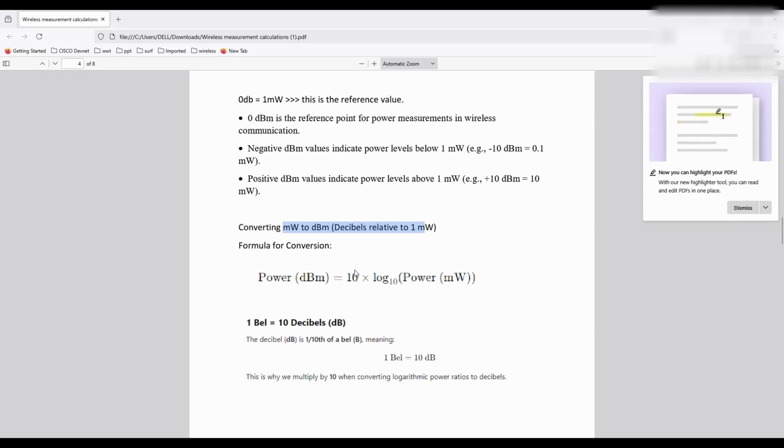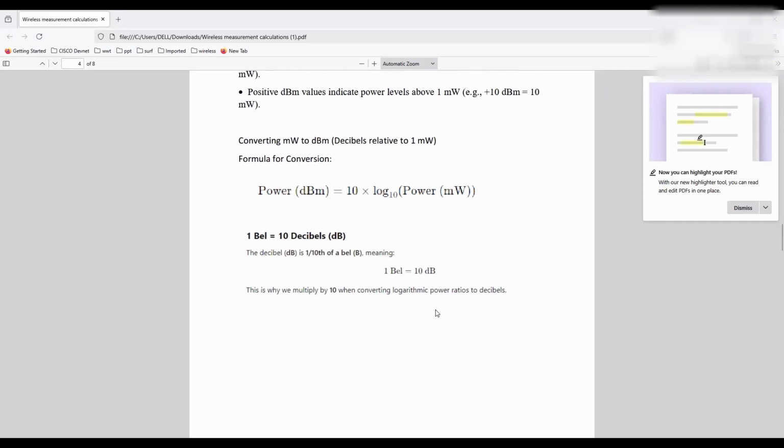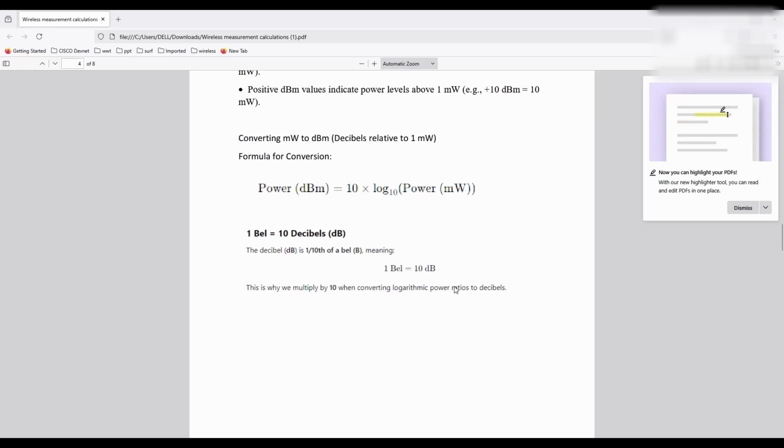So why is this extra 10 added? That I will explain now. One bell is equal to 10 decibels. If you take one bell as a unit, that is equal to 10 decibels. That means if you take 1 bell, you cut it into 10 pieces. So the decibel is 1/10 of a bell, meaning one bell is equal to 10 decibels. This is why we multiply by 10 when converting logarithmic power ratios to decibels. Because decibel is 1/10 of a bell, that is why this 10 is coming here.